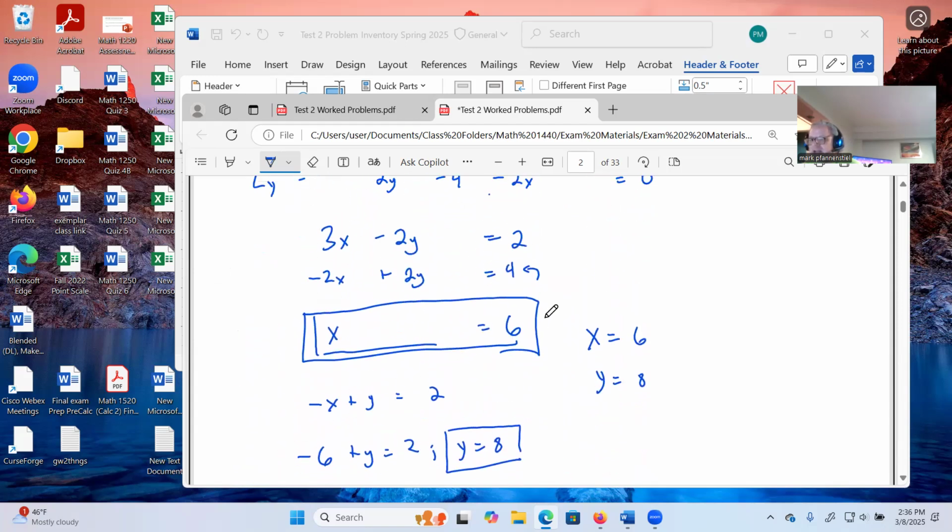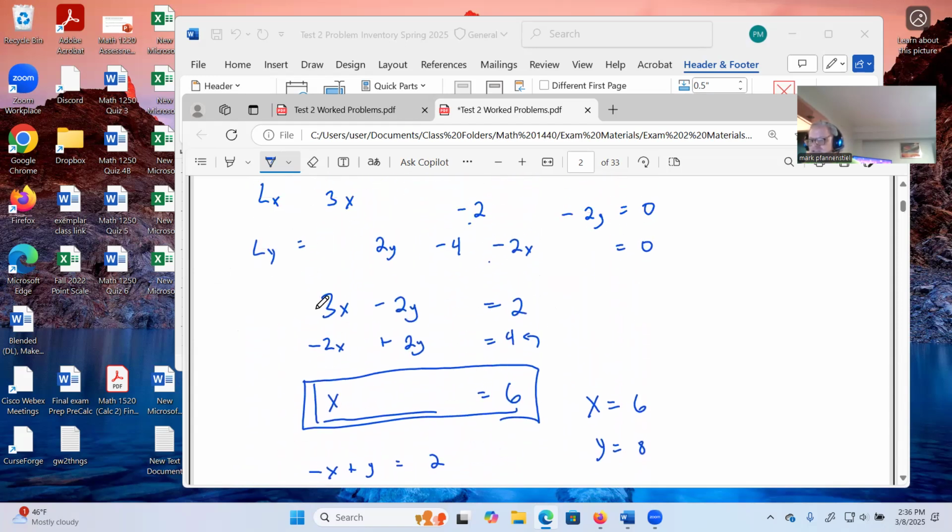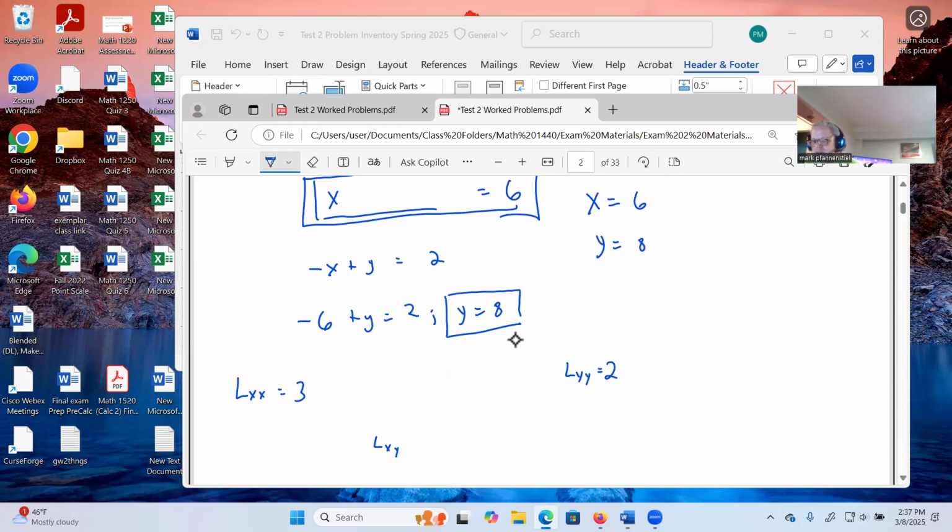Now I want Lxy. We look at our first derivative, 3x minus 2 minus 2y equals 0, and take the derivative with respect to y. That's going to be 0, that's going to be 0, and it looks like we have a negative 2 here. I'm going to look at the other one too, because Lxy and Lyx should be the same.